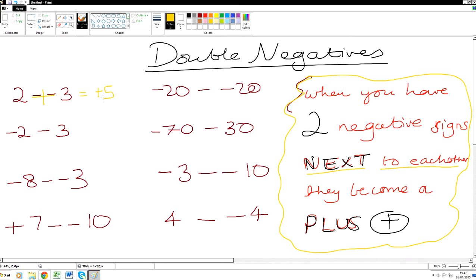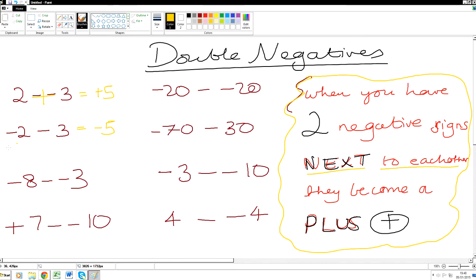Plus 5. Now, in the next question we have minus 2 minus 3. How many minus signs do we have? 2. So we are not learning two minuses make a plus, because that is incorrect in this question. What we are learning is two minus signs next to each other make a plus. Are these two minuses next to each other? No, because they have the number 2 in between them. So minus 2 minus 3 will give us an answer of minus 5. Here the two minuses do not become a plus.